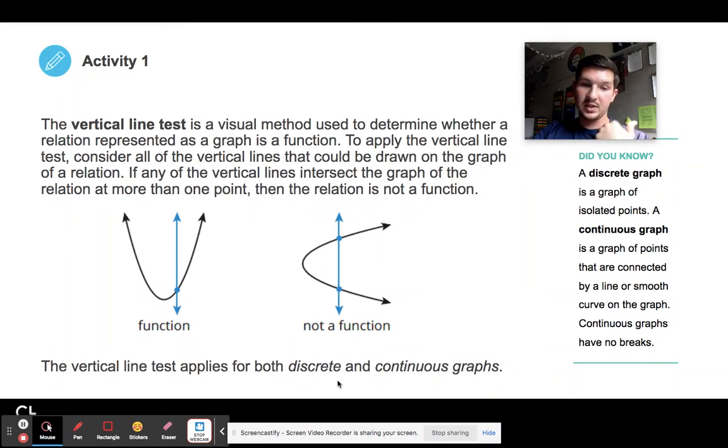Okay, vertical line test applies for both discrete and continuous graphs. On the right here, I do have this. A discrete graph is a graph of isolated points, which means it's just literally points. But a continuous graph is what we actually see here when it's continuously going. Okay, it's a graph of points that are connected by a line. You can actually see that line going up. It's smooth. You can actually see a line. Okay, discrete is when you just see points. All right.